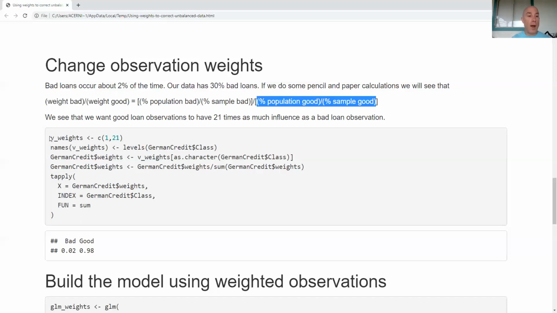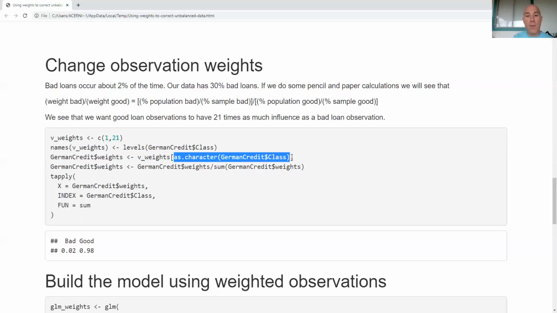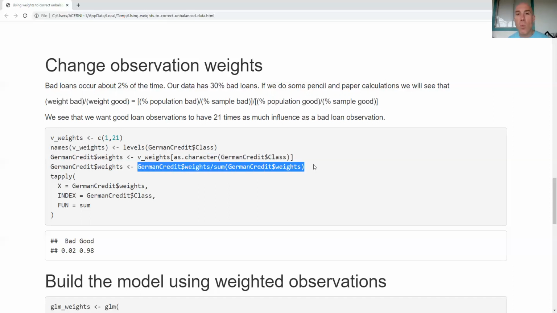Okay, so how I do this: I create a vector, I call it vector weights, and I name it by the levels in my data set. Then I use vector notation to establish what it's going to be. So every time the classification in the data set was good, it's grabbing 21, and every time the classification was bad, it's grabbing the 1. And then I rescale it so that everything adds up to 1, just so that it's a little bit easier to interpret what's going on.